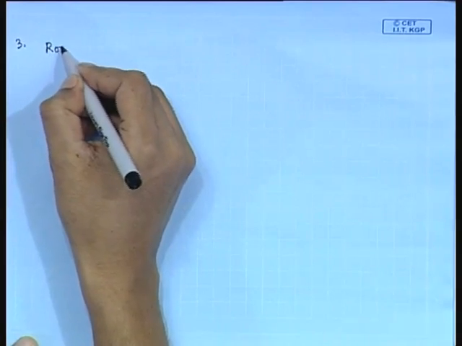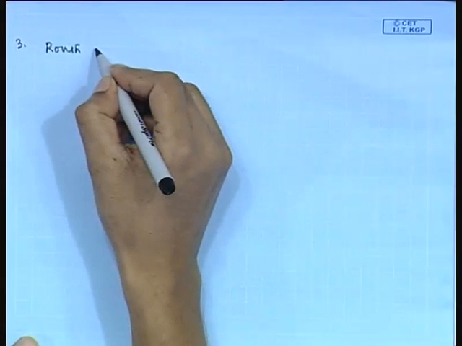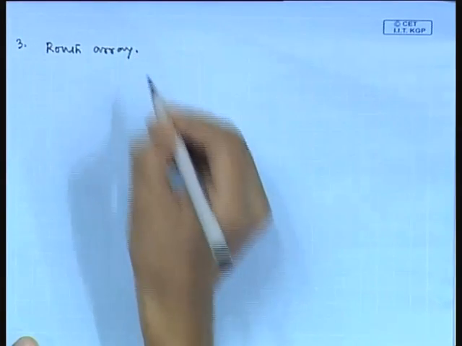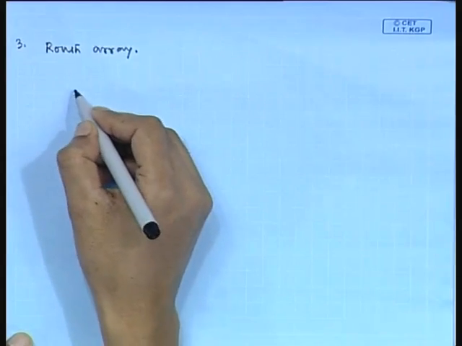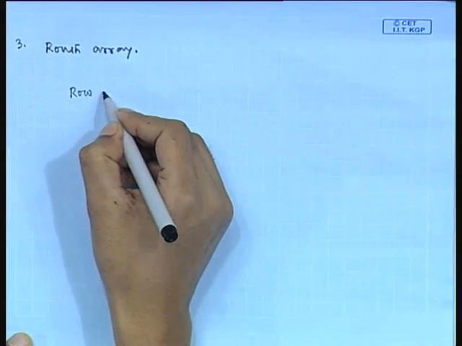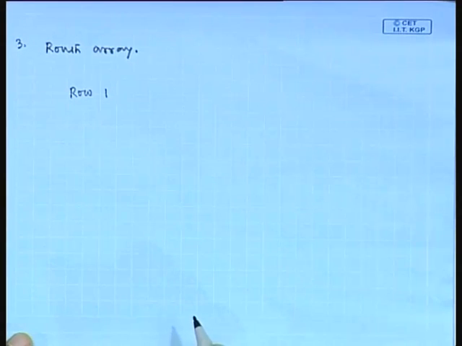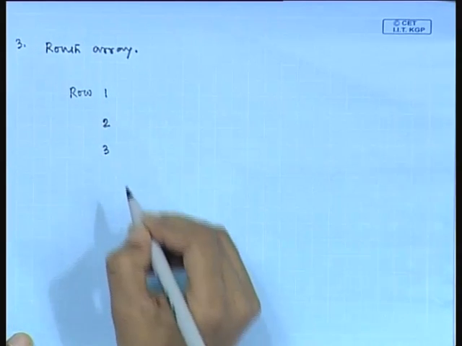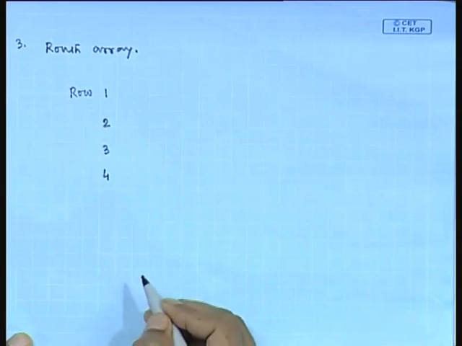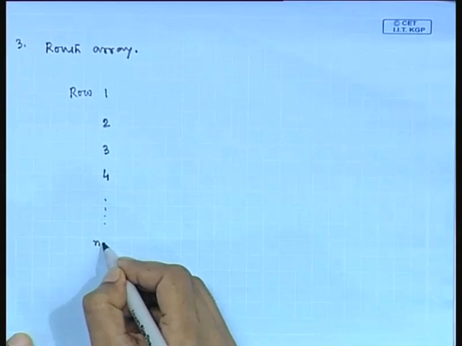In the third step, we need to form Routh array. Fine. The Routh array consists of a number of rows. So, we will write the rows one by one. This is first row, second row, third, fourth, like this, n plus 1.